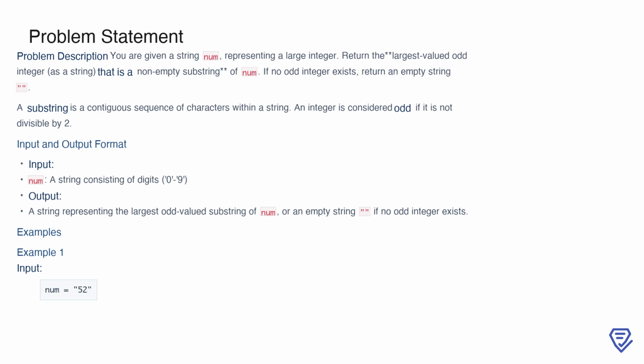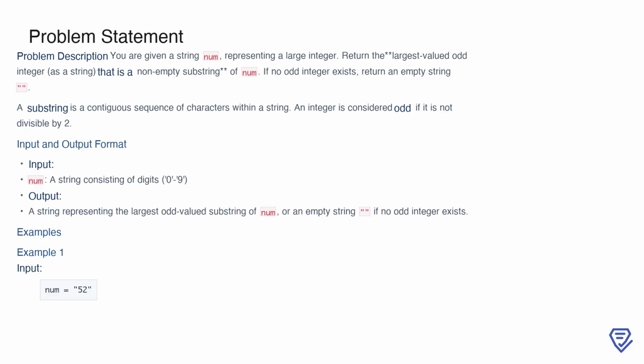Remember, a substring is simply a contiguous portion of the string, and an integer is considered odd if it is not divisible by 2. The input consists of a string of digits, and the output should also be a string representing the largest odd-valued substring, or an empty string if there are no odd numbers.